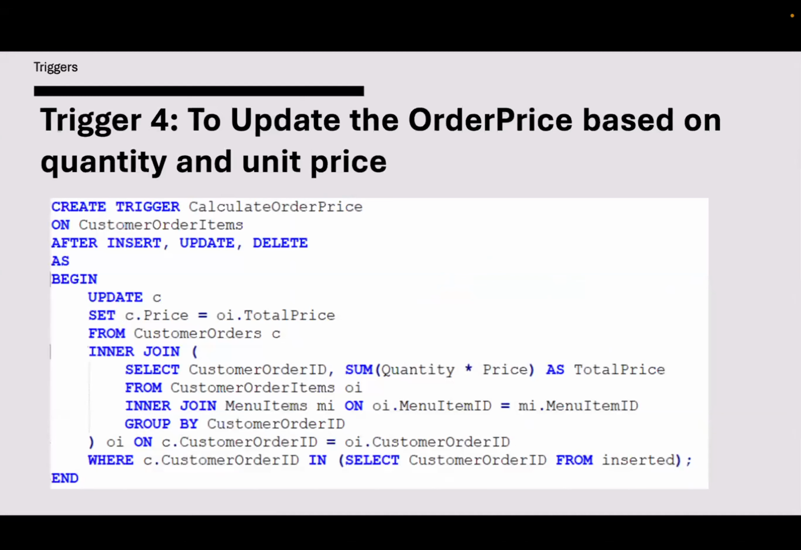So this trigger can be triggered by an insert, update, or delete operation on the customer order items table, and the logic is it contains an update statement that modifies the price field of the customer orders table, and the update statement is joined with the subquery that calculates the total price of the menu items for each customer order. Like I told before, we are using the aggregate function sum and a join between the customer order items and the menu items table, and we use the set clause to update the price based on the calculation we derived.